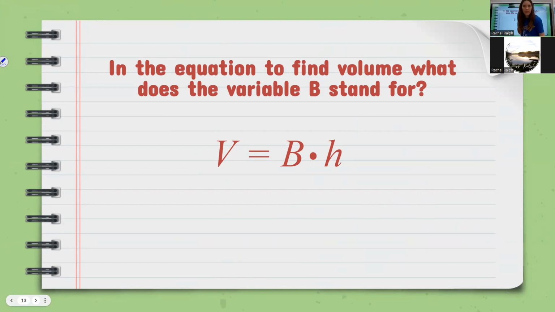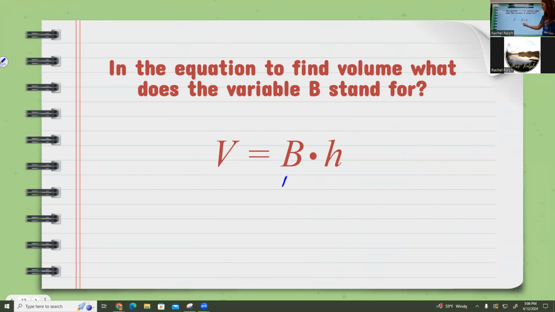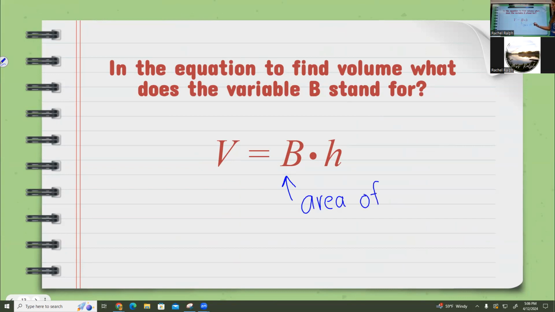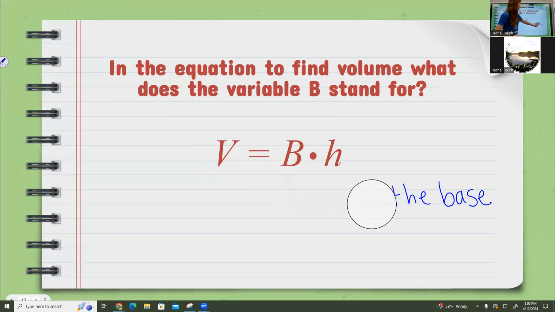All right, hopefully you had a moment, it paused, and you were able to answer that. So B is the area of the base. In every single one of our prisms that we find the volume of, we can find the volume by starting with finding the area of the base. Okay. Here's your next question.